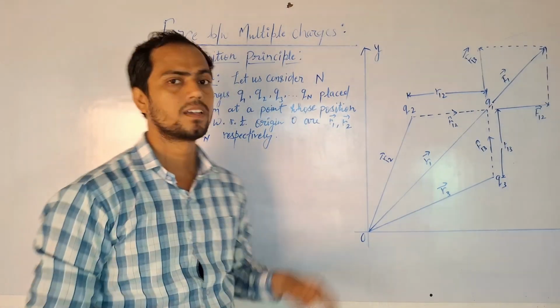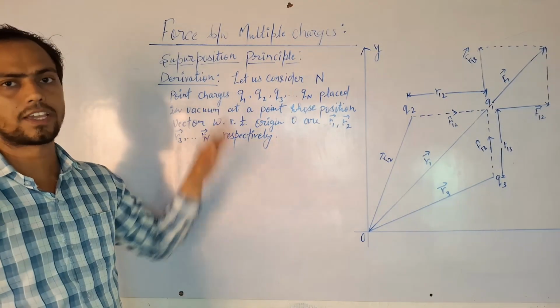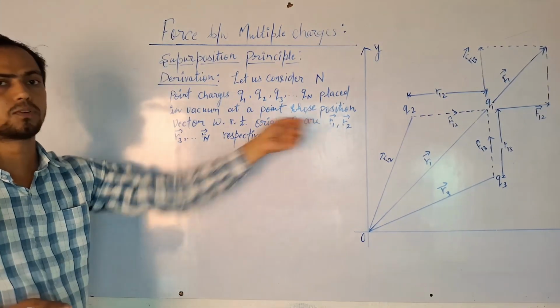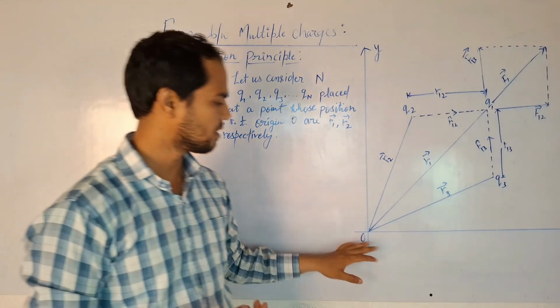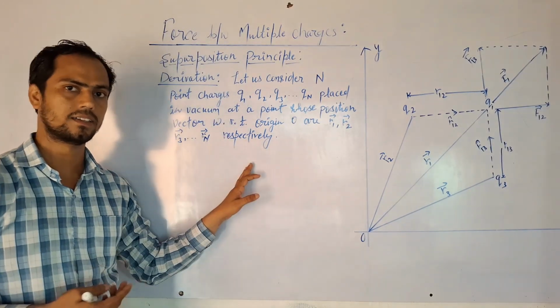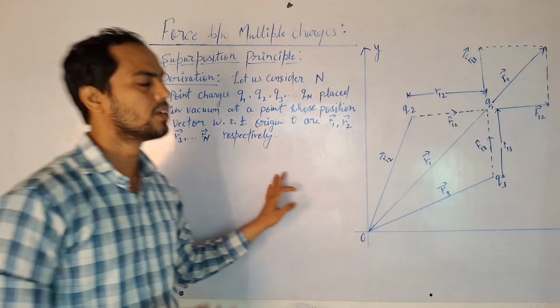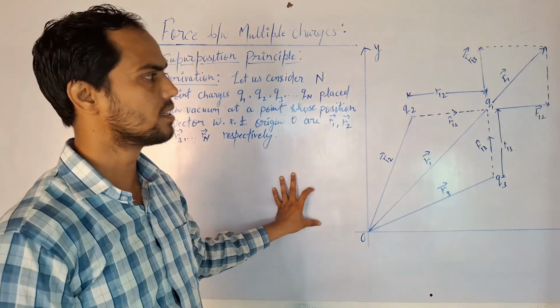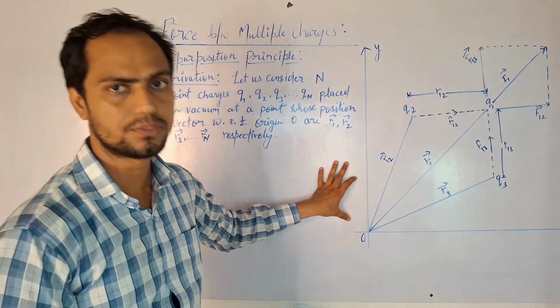Let us consider n number of charges in vacuum at points whose position vectors with respect to the origin are R1, R2, R3 and so on up to Rn respectively. Before we derive the formula for this, we have to understand the figure first.